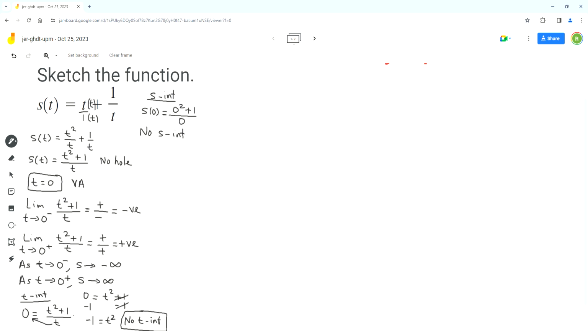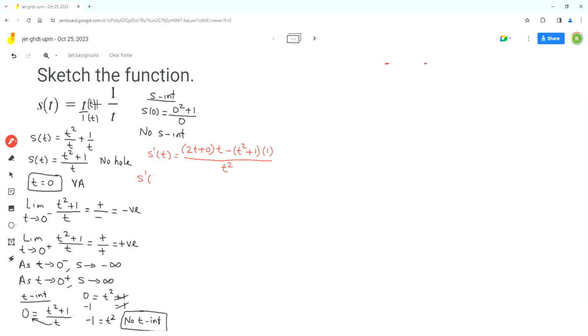Next, we have to find the critical points for this function. So we have to find the derivative of the function. Now the s function is a rational function, so we can use the quotient rule. So s prime at t equals, we'll start with the derivative of the numerator, which is 2t plus 0, times the denominator, which is t, minus the numerator t squared plus 1 times the derivative of the denominator, which is 1, over the square of the denominator.